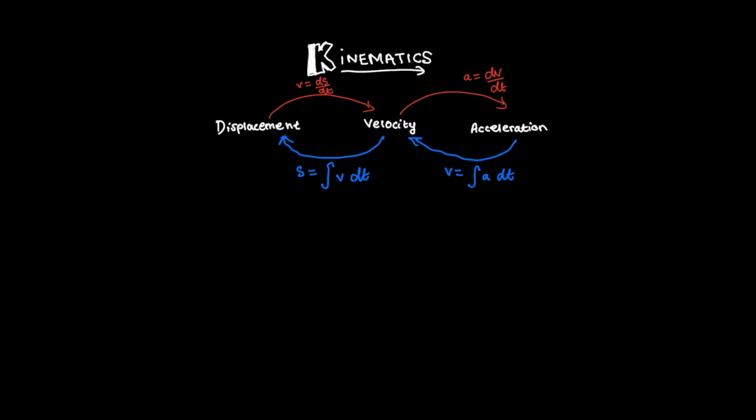One more thing is we can write acceleration in terms of displacement. Since a is equal to dv/dt, and v is equal to ds/dt, to get from s to a by differentiating twice, you can write this as d²s/dt². So this is another formula which would be of great use. It's somewhat self-explanatory, and it's a formula you should probably know.